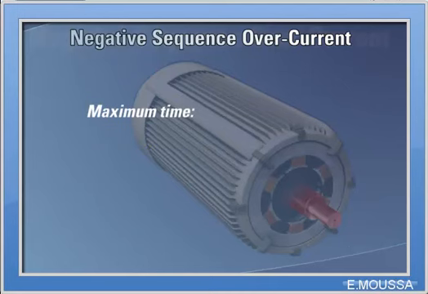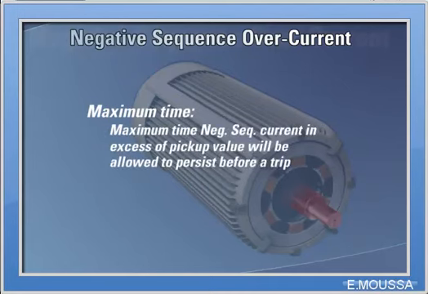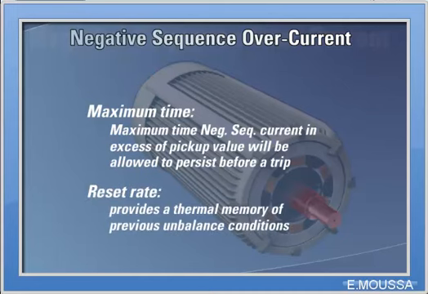Negative sequence overcurrent maximum time defines the maximum time that any value of negative sequence current in excess of the pickup value will be allowed to persist before a trip is issued. The reset rate provides a thermal memory of previous unbalanced conditions. It is the linear reset time from the threshold of trip.